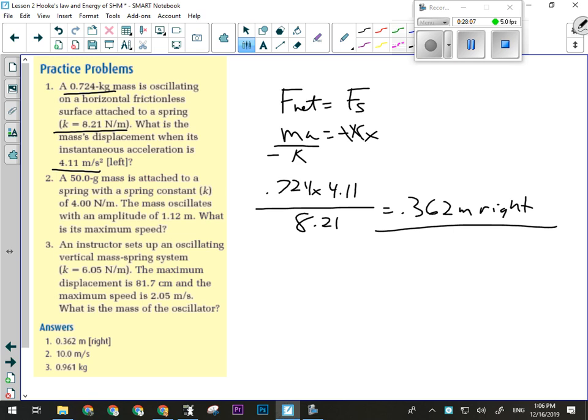Number 2. How many different positions are they talking about in number 2? One of the positions mentioned is the point of maximum amplitude. And then they want to know the maximum speed. Where does the maximum speed occur? In the middle. He's just talking about 1 or 2 different places. 2. So it's a conservation of energy question.